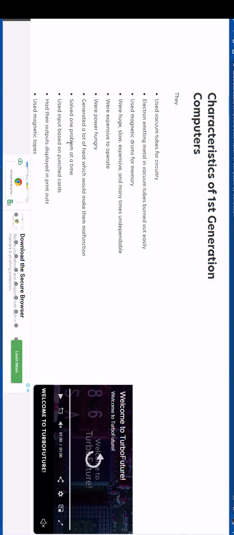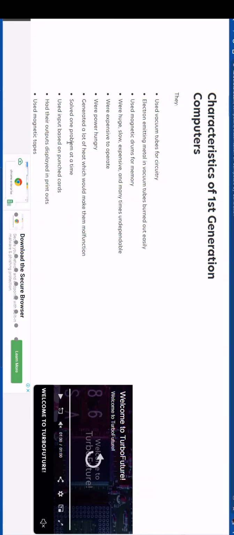It uses the magnetic drums for memory. मग तुम्हाला इन्फॉर्मेशन किंवा डाटा स्टोअर कशावर करायचं होता? तर त्यात मॅग्नेटिक ड्रम्स होते. Very huge, slow, expensive, many times undependable.